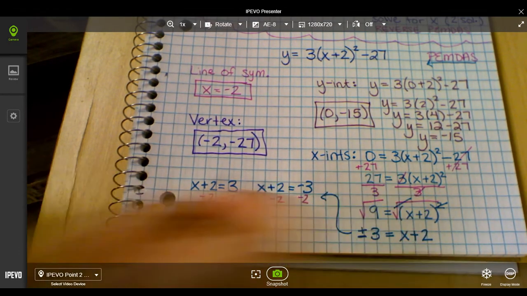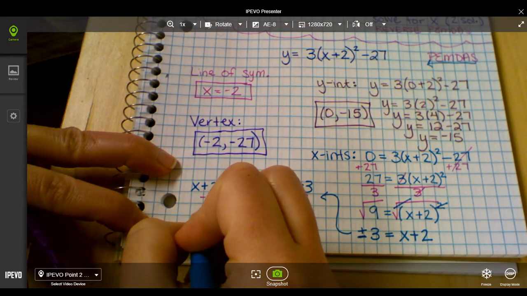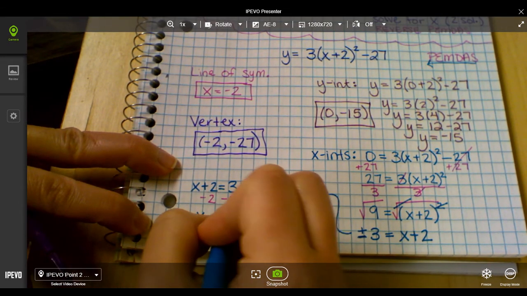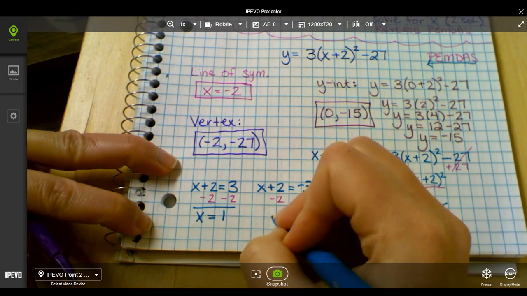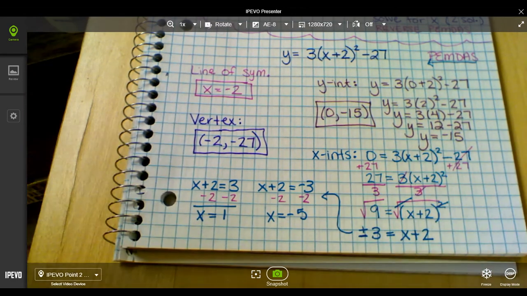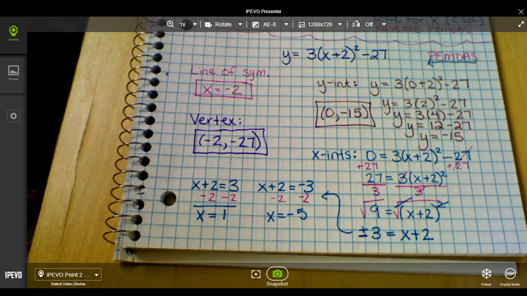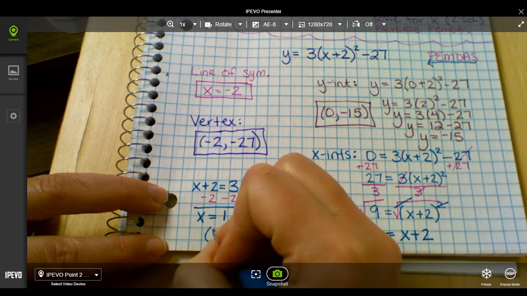So all of these, I'm just subtracting 2 from. So this one, x is going to equal 3 minus 2 is just 1. Whoops, I don't want to circle that yet. And then negative 3 minus 2 is going to be negative 5. Okay, and I almost circled them, but again, I don't have those x-intercepts, so I make them an ordered pair.